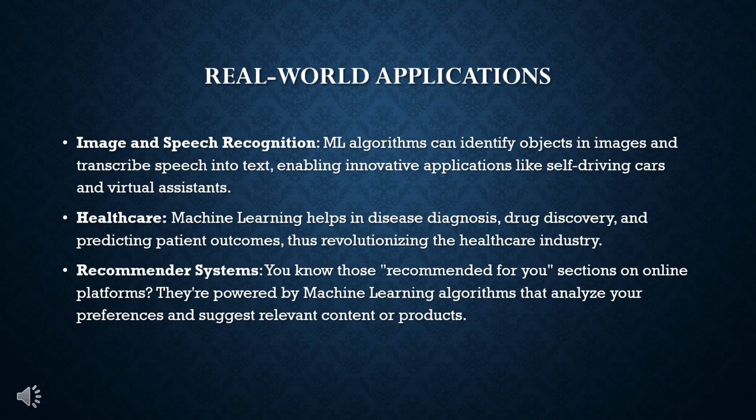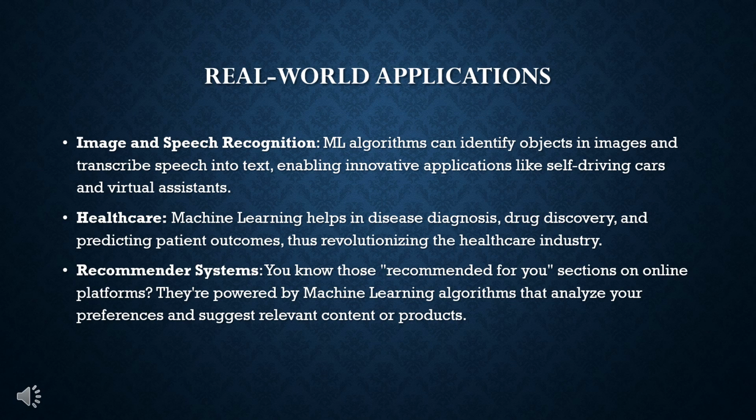We are moving to the last topic of this tutorial, that is real world applications of machine learning. First one is image and speech recognition. Machine learning algorithms can identify objects in images and transcribe speech into text, enabling innovative applications like self-driving cars and virtual assistants. In healthcare, machine learning helps in disease diagnosis, drug discovery, and predicting patient outcomes.